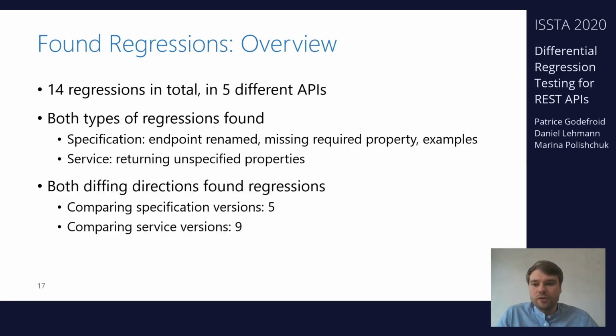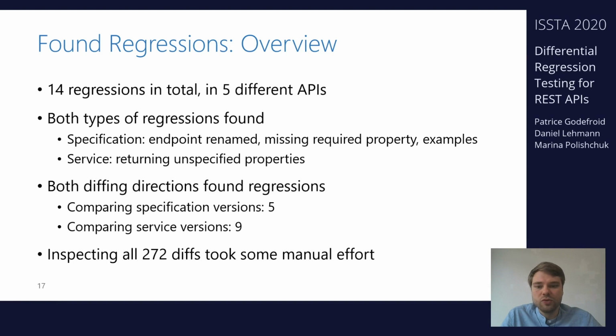What was also encouraging to see is that we found that both diffing directions are necessary to find the regressions. So we found 5 regressions when comparing across 2 different specification versions, but keeping the service constant. And we found 9 regressions where we used the same specification to generate requests, but targeting different service versions. In total, we had to inspect about 272 diffs, so combinations of different test configurations, and that took about a week of manual effort.